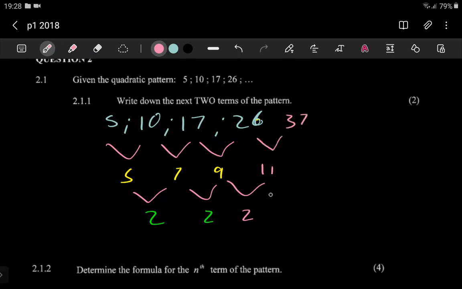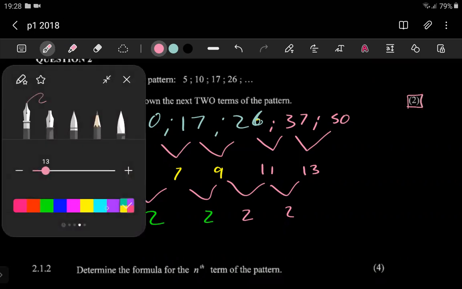And then down here, you know the second common difference is 2. So 11 plus 2 is 13. And then here, 37 plus 13 is going to give you 50. That is the way we like it. So the next two terms are just 37 and 50. That's going to give you 2 marks.